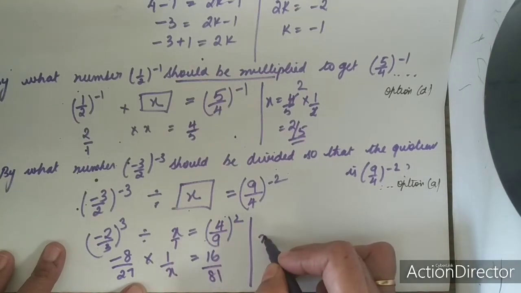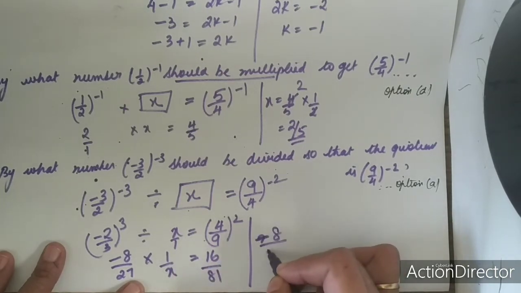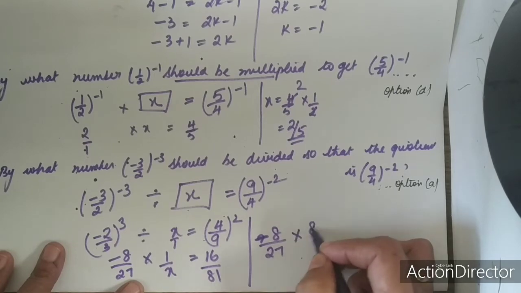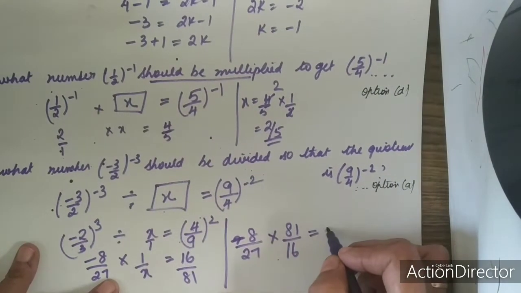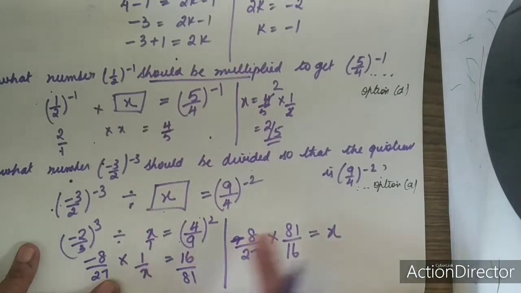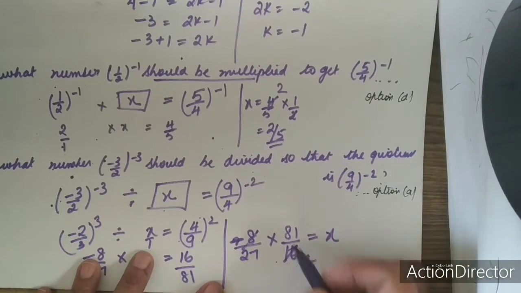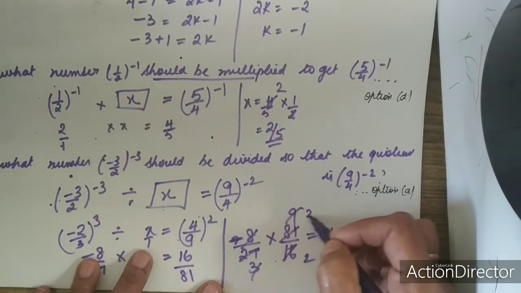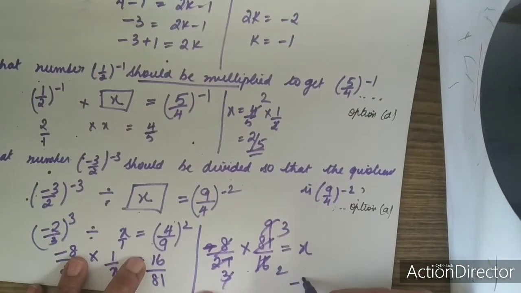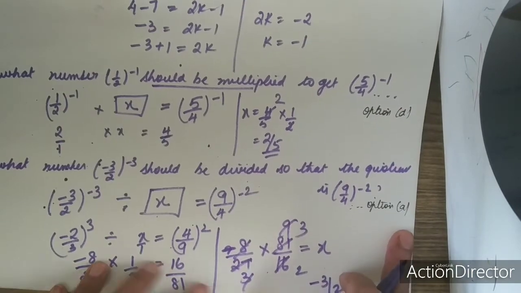Or x is equal to, I can take x to the other side. So it is minus 8 upon 27 into 81 upon 16 is equal to x moving to the other side will become x over here. 1 by x is here. So it goes become x. So it is 1 time, here 2 time. So my answer is minus 3 upon 2. So my option A is right over here.